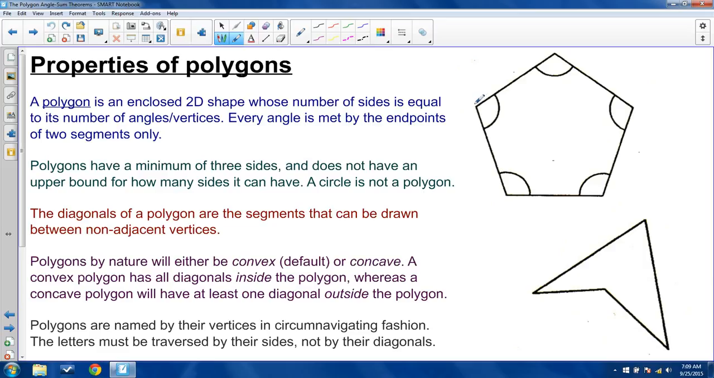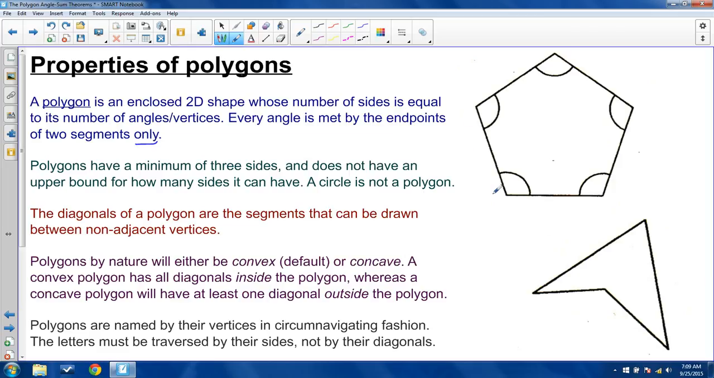So anyway, in this five-sided shape there are five sides, and just the same there are five vertices: 1, 2, 3, 4, and 5. In this four-sided shape, there are four vertices: 1, 2, 3, and 4. So that's always going to happen. Every angle is met by the endpoints of two segments only. Let me even underline that.